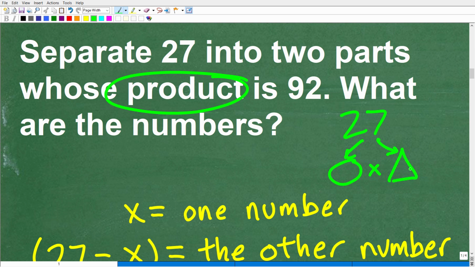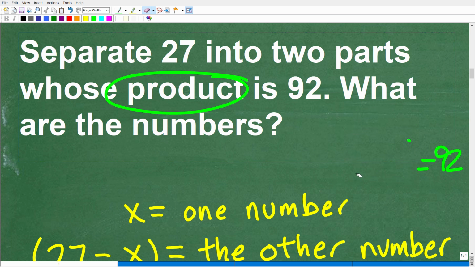We're going to multiply it by another number. We just know that the product of these two numbers is 92. So this, again, would be a perfect situation to use algebra because we are dealing with unknown values. We don't know what these numbers are. So we should just let a variable x represent one of the numbers. Okay, so one or both of the numbers.